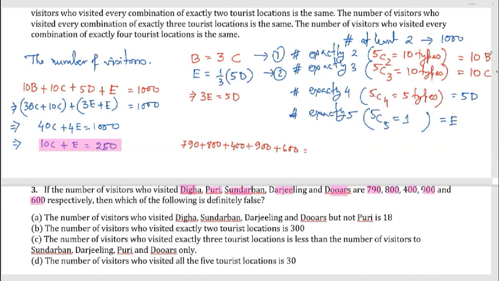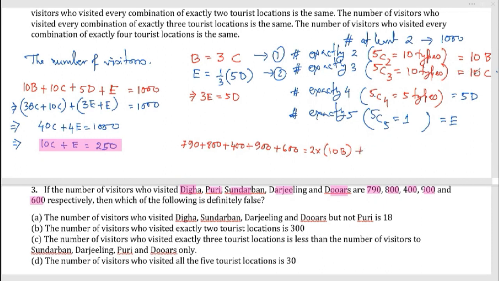I know that exactly two of one variety is B, and there are 10 such B, and if I am considering each one, this 10B has two visits each. So 2 multiplied by 10B, because 10B is the number of visitors who visited exactly two locations of one variety, and their total visits, if I am considering, is 2 multiplied by 10B, plus the next one.